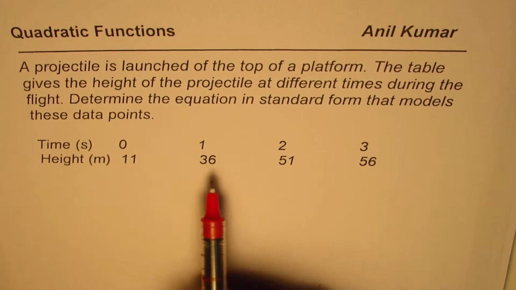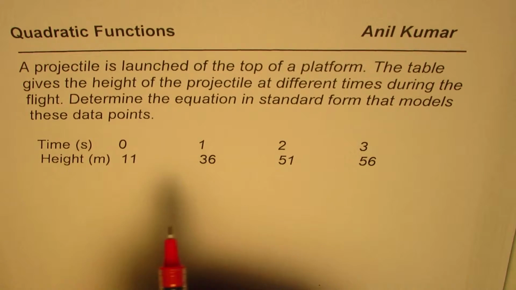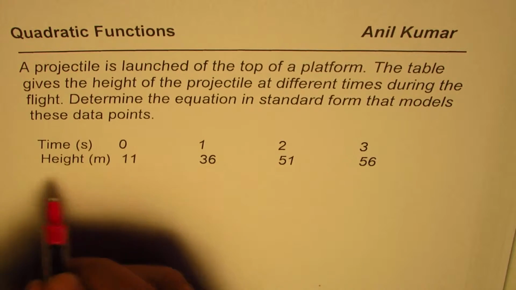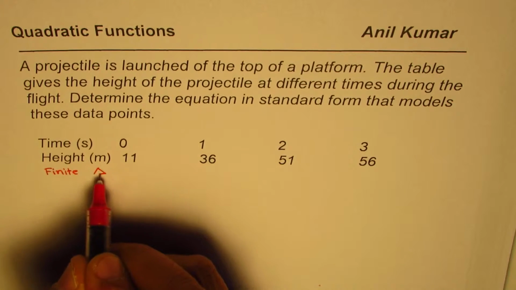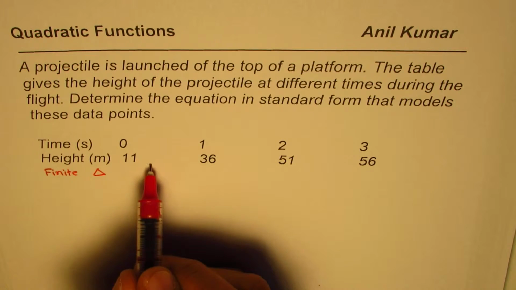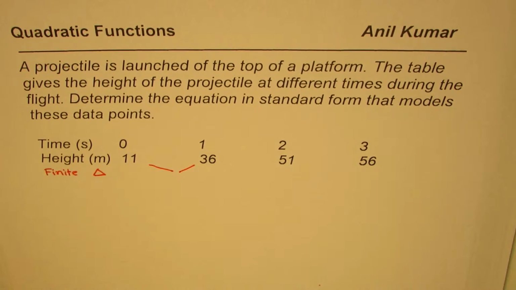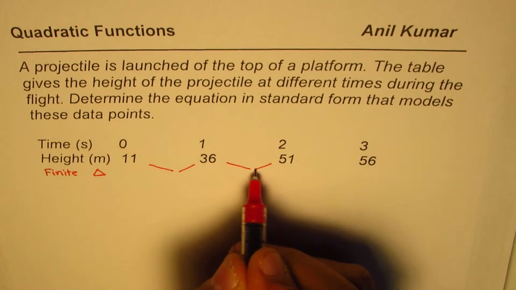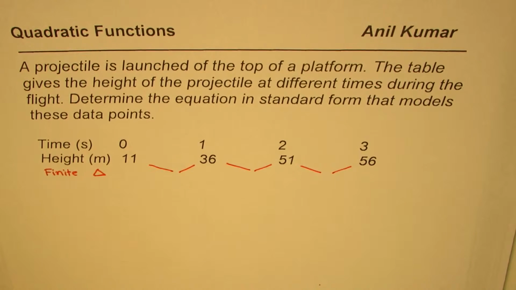Now, one thing is very clear, that this is a projectile motion. Therefore, the second difference should be constant, correct? So the idea is we will find finite differences. I'm writing delta for difference. So for finite differences, you do 36 minus 11, and so on for each: 51 minus 36, 56 minus 51. And that will be our first finite difference, right?